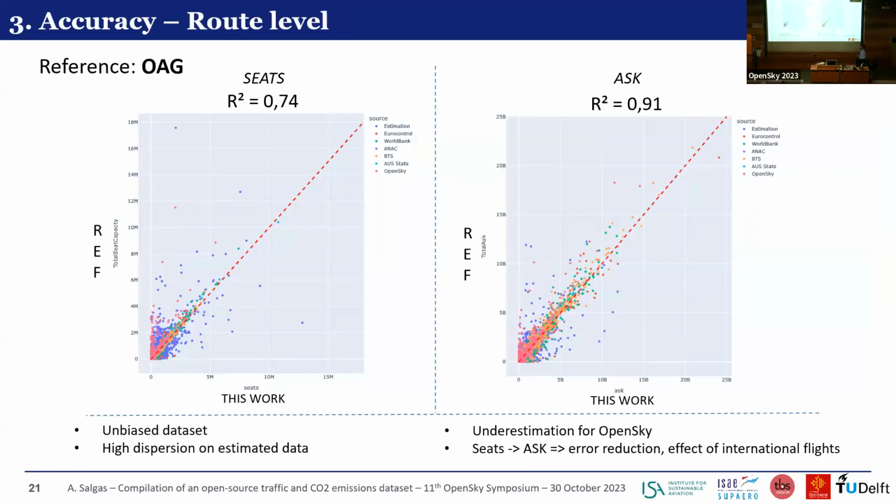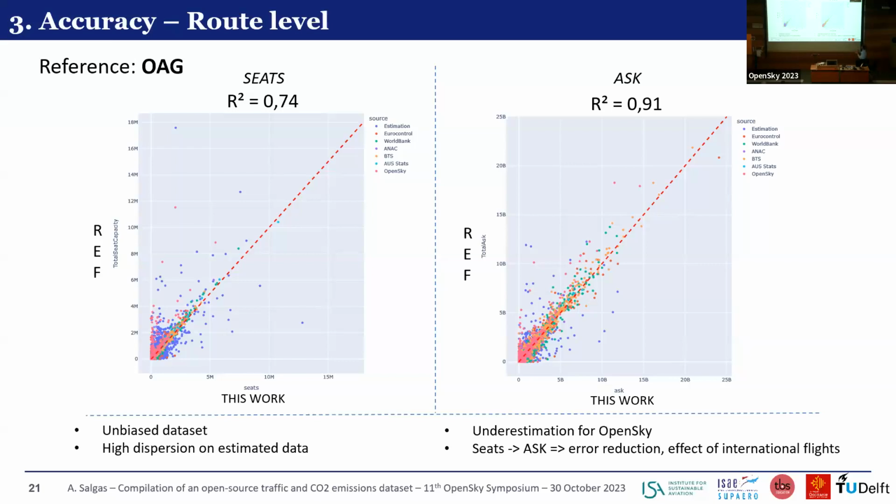And finally, at the route level, I really want to insist that that's really not the way we want to use this data. Route per route analyses are not our objective, but we can still look at the R square and the quality of the data at this level. We can see that the dataset, here in terms of number of seats and here in terms of ASK, is relatively unbiased.